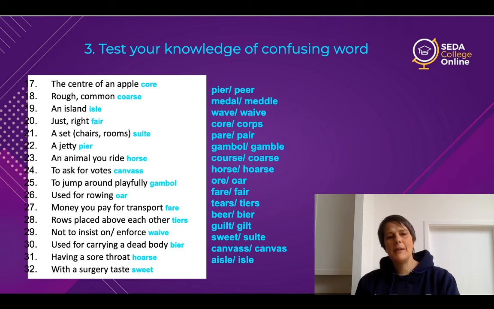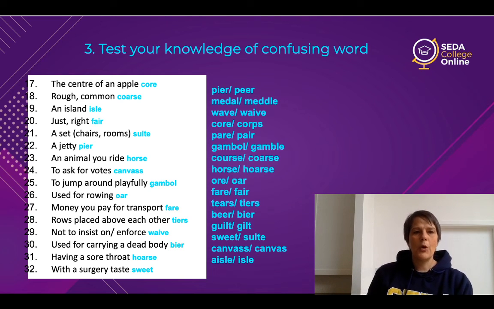So the center of an apple is a core, the apple core. You have the core of the earth. You have core meaning, and when you do exercise, you do your core exercise, which is like the center of you. You've got to have strength in your core. Coarse means rough or common.